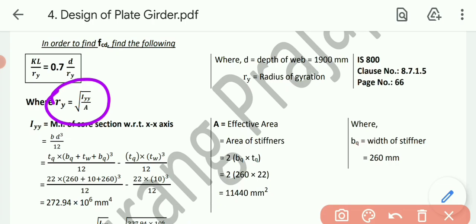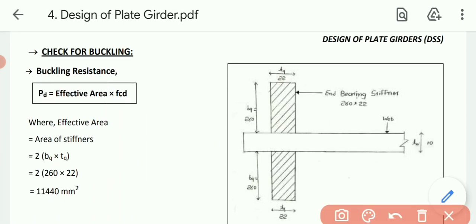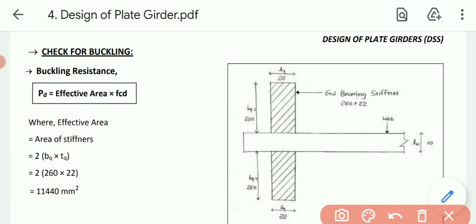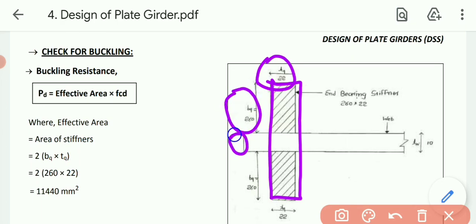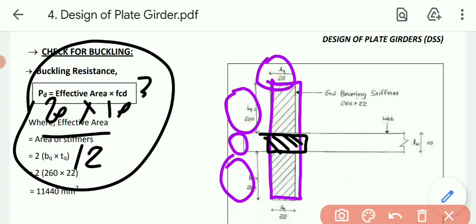So root of I by A, that means we need to carry out the moment of inertia and area of this highlighted portion. We already have the area of this. Now we need to carry out I. So first of all we will carry out the moment of inertia of the whole section, that is 22 into, means BD cube by 12. So 22 into 260 plus this 10 plus 260 cube by 12. Okay, and then from that we will deduct this portion. As this is the part of the web, that is width 22 and depth 10 mm, 10 cube by 12. This area will be deducted from the whole area.